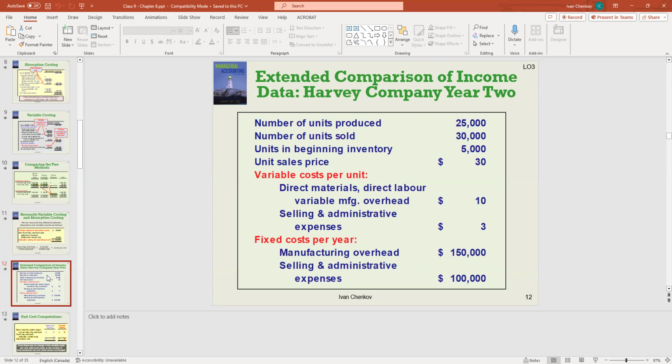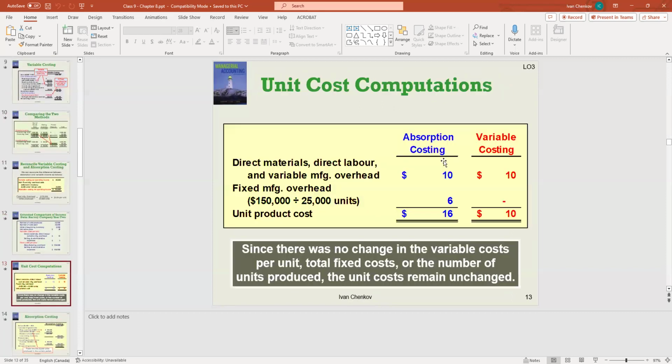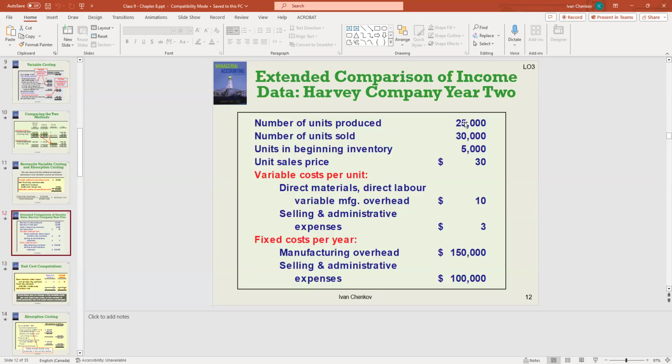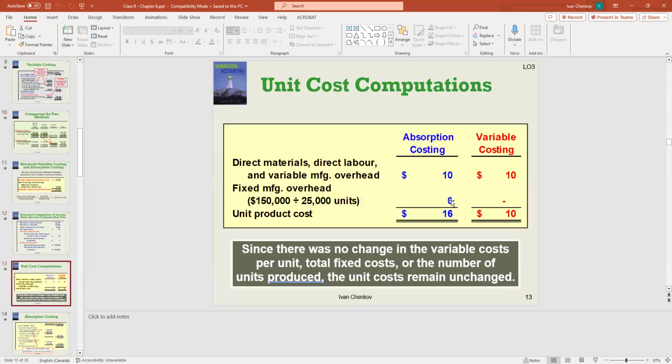So let's see how much will be our product cost. Since we're producing exactly the same amount of units, the cost per product is going to be exactly the same. Why? Because we still have to get the 150 divided by 25. In the first year, we have 150 divided by 25,000. Here, we're going to have 150,000 divided by 25,000. So that's going to generate exactly the same amount of $6, which absorption is going to absorb in the cost of the product, where the variable is going to directly release it into the expenses as a period cost. So the cost per unit is not going to change.